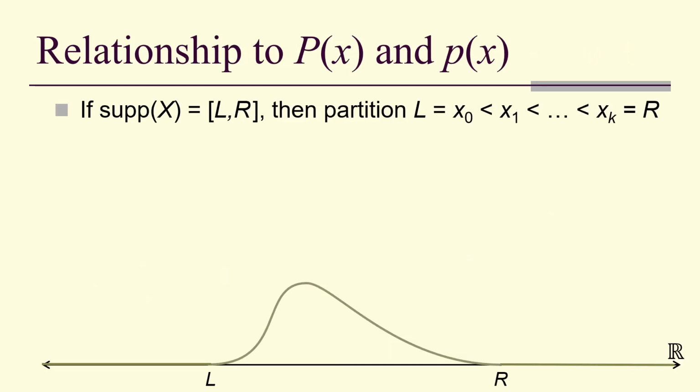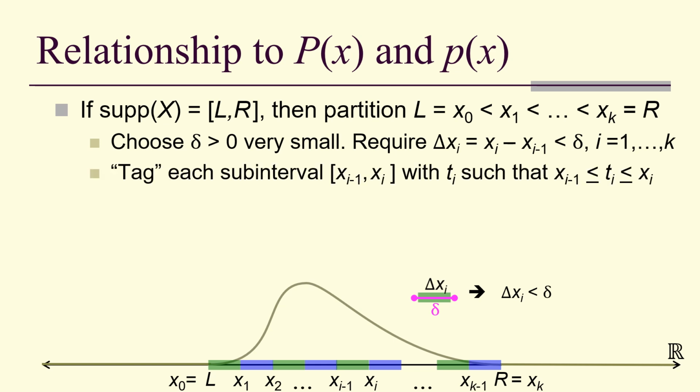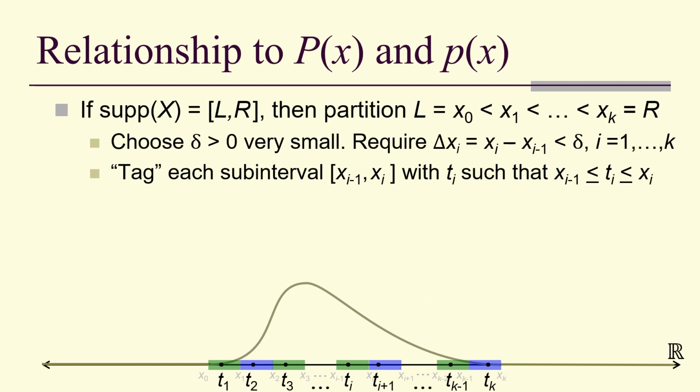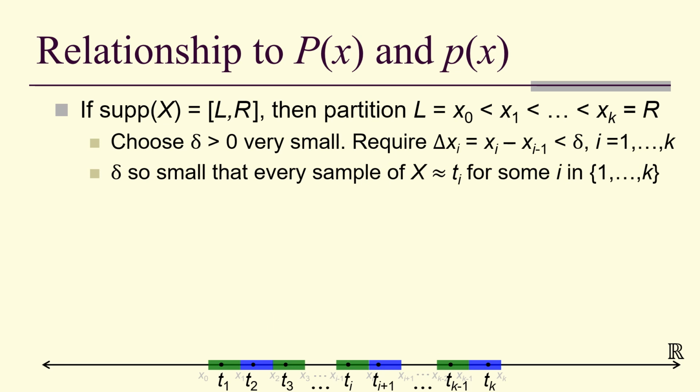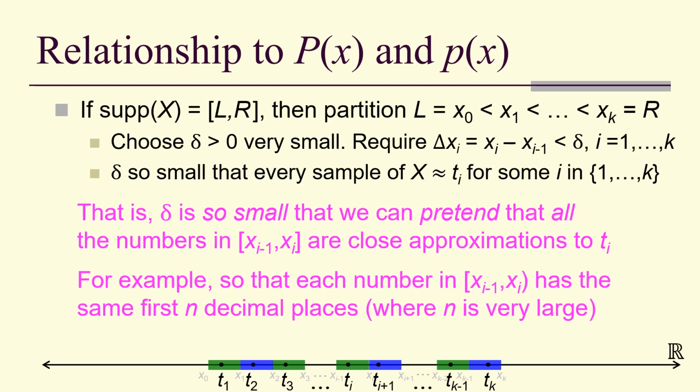Suppose we have our support and we partition our support, and we choose delta greater than 0, very small, and require subintervals to be shorter than that. Then we tag each subinterval with t sub i, which means the t sub i's are between the endpoints of the subintervals. And we choose delta so small that every sample is going to be called t sub i for some i in 1 to k. In other words, delta is so small, we're going to pretend that all the numbers in the subinterval x sub i minus 1 to x sub i are close approximations to t sub i. For example, we could choose the subinterval so that each number in it has the same very, very large number of decimal places.